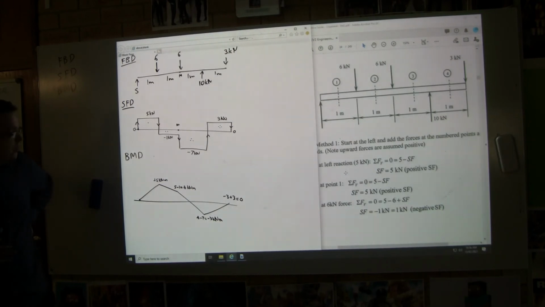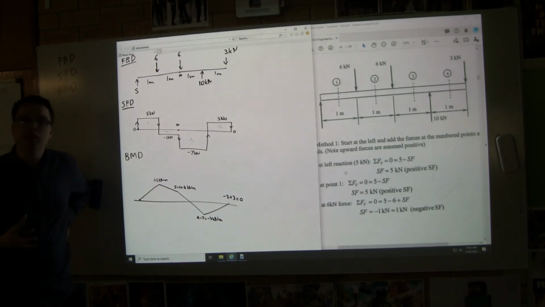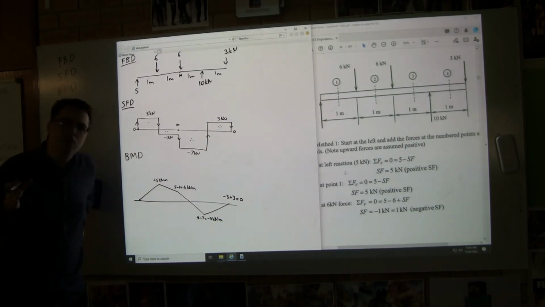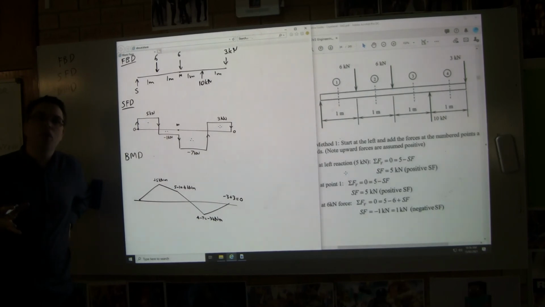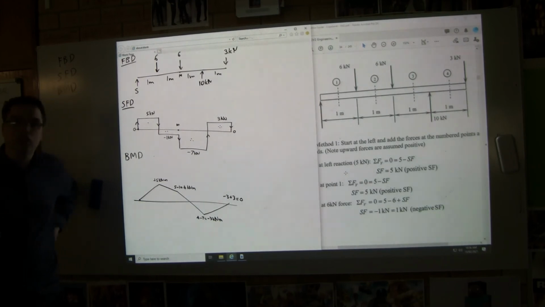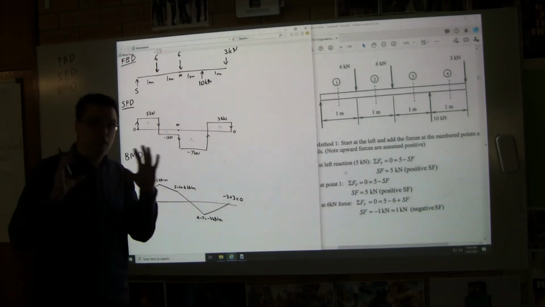Plus 5. Plus 5. Now in this case it's pretty easy, but I want to remind you that they're absolute values. Do you know what absolute values are? Absolute values, we don't care if it's plus or minus, it doesn't matter. Yeah? It doesn't matter.